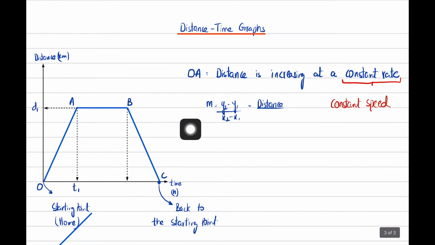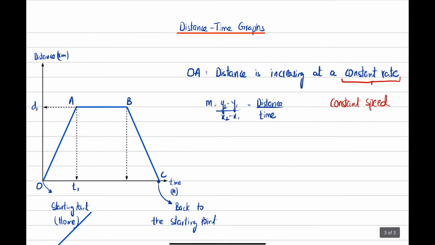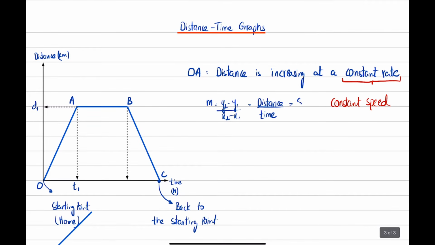Now, as I was saying, if you take the gradient of a distance time graph, that means y2 minus y1 over x2 minus x1. When you do y2 minus y1, you end up calculating the change in distance between 2 points. When you do x2 minus x1, you take the difference between these two x values, so you end up calculating the change in time between 2 points. And what is distance upon time equal to? Distance upon time is equal to speed.